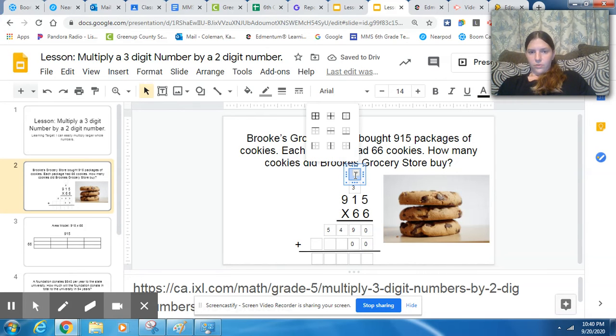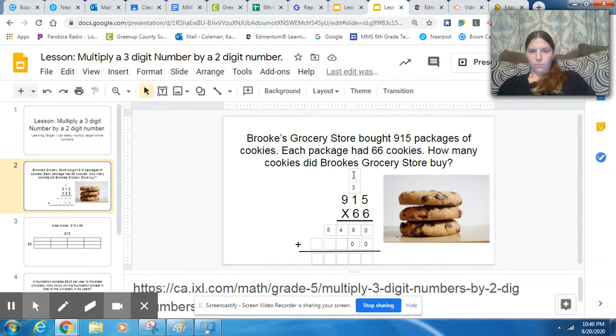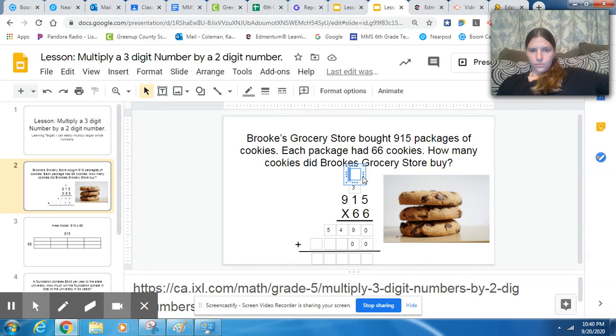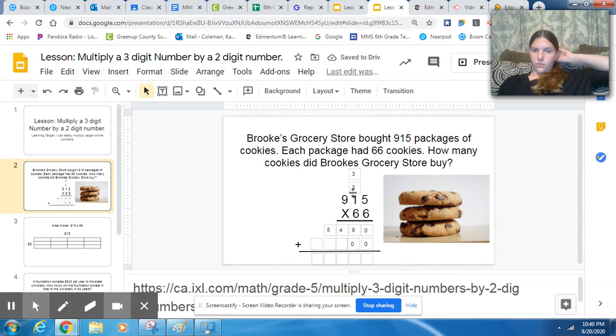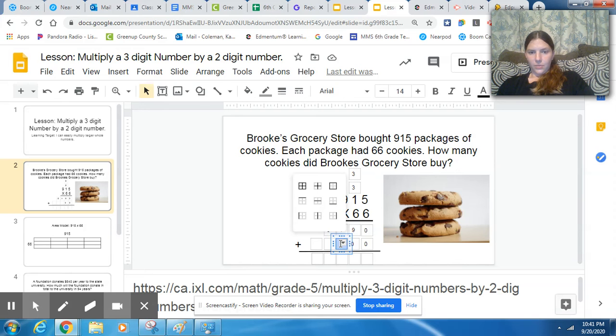I'm going to put that 3 up here because this is how I would do it in the boom cards. There we go. 3. Then I'm going to go to the left. So I just multiplied the ones place. Now I'm going to multiply the 10. 6 times 1 is 6. I'm going to add that 3 that I just carried over. 6 plus 3 is 9. I'm going to bring 9 down here.